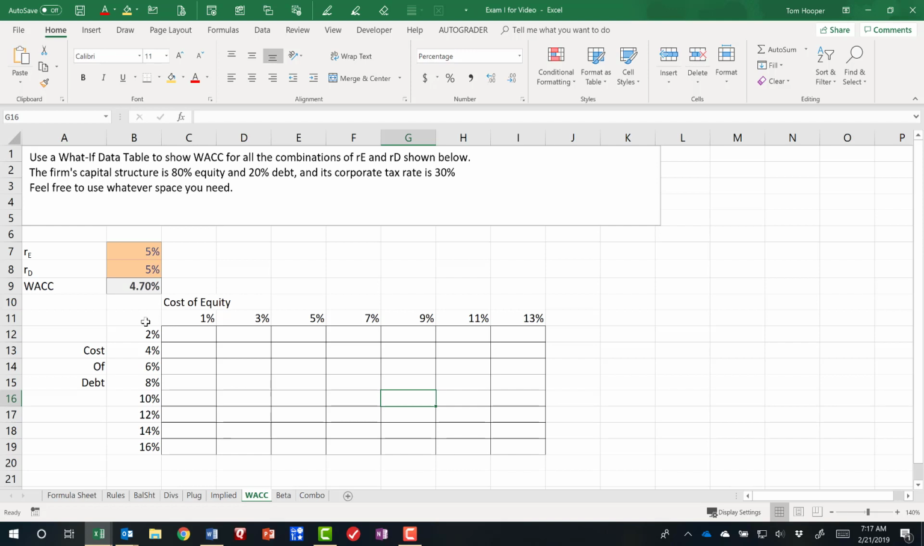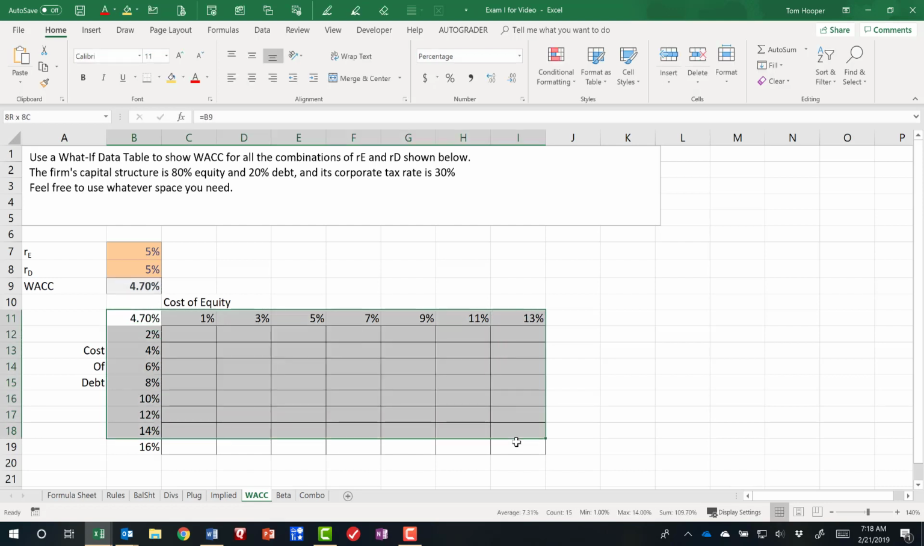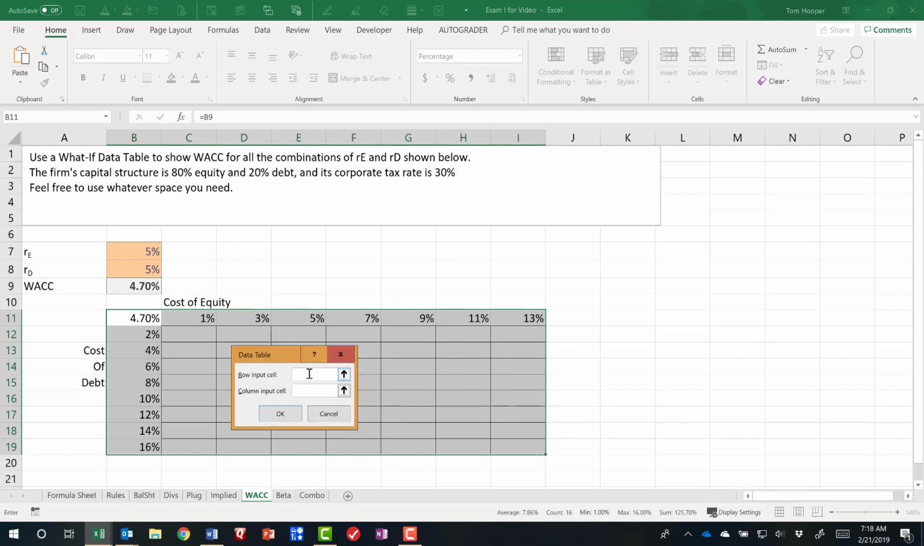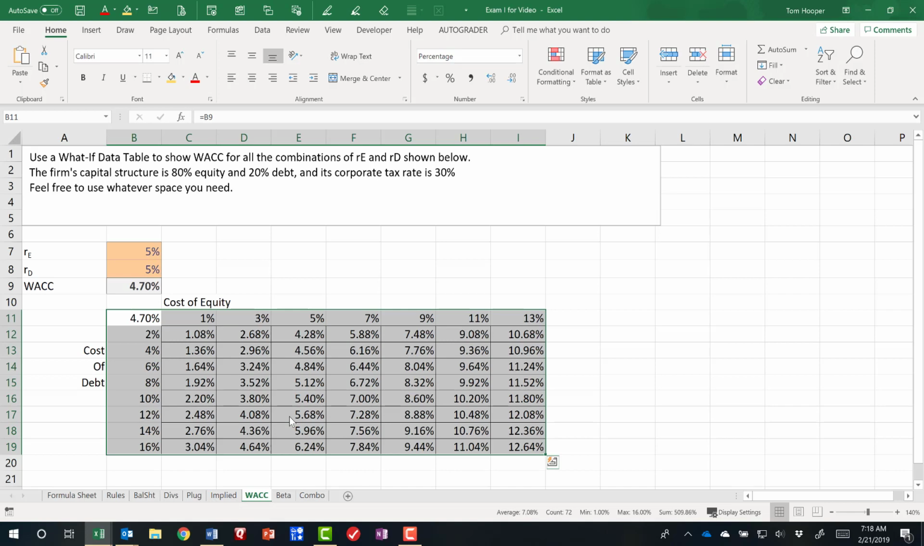So I'm ready to build a data table. So first thing I need in a data table is a formula up here in the corner, pointing at that. And then I can highlight the row and the column that I need and do a shortcut there. I want that row input cell to go into cost of equity because that's a row, so it goes into cost of equity cell. Column input, so for this column of numbers, I want them to go into cost of debt right there. Okay, looks pretty good. We're about 18 minutes into the quiz.